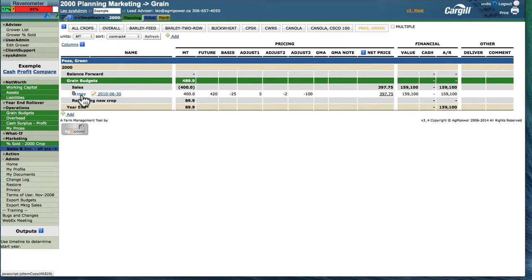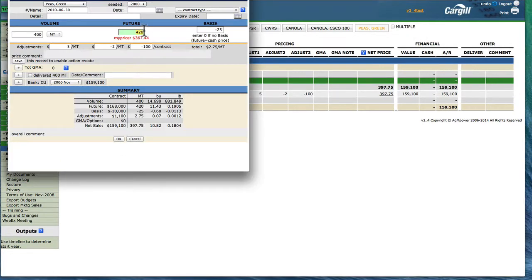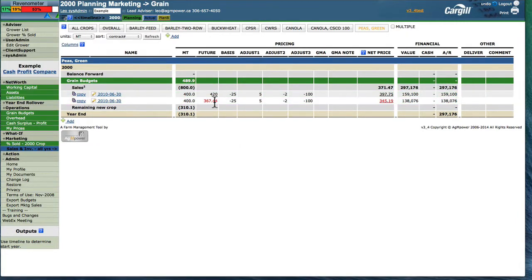Let's copy that contract. When future or basis is left empty, the program will go to the My Prices page and enter in the information for us. In this case, that price is $3.67. You'll see the number and it's in red. This sale is not final because it's still in red.